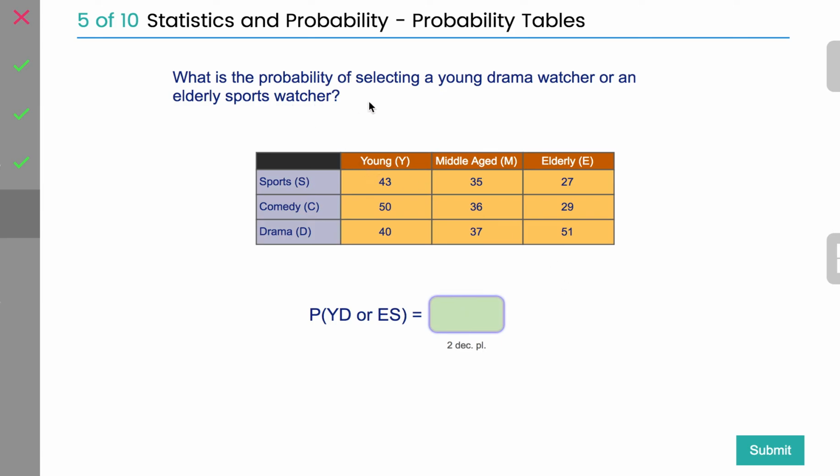And there we go. I think that's as hard as it gets. So just read them carefully, selecting a young drama watcher or an elderly sports watcher. So that one here, you'd look at young drama is 40. Elderly sports is 27. So it's 67, those two together. 67 out of all of them. So add them all up and then put 67 divided by whatever they all are. And that's your percentage. So for every question, it's divided by the whole lot. You just have to add up the ones that it asks you to add up.